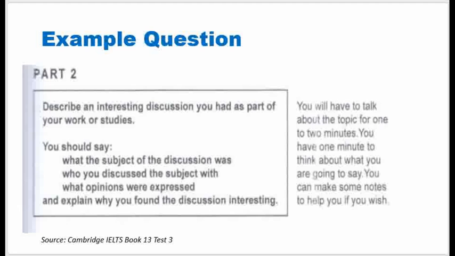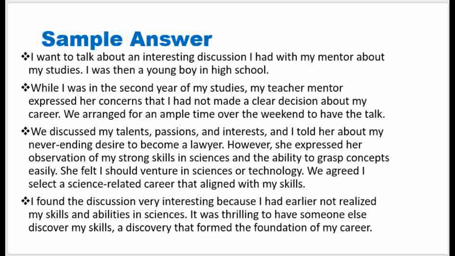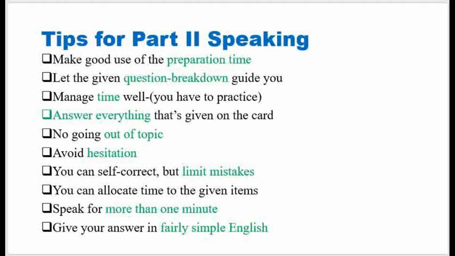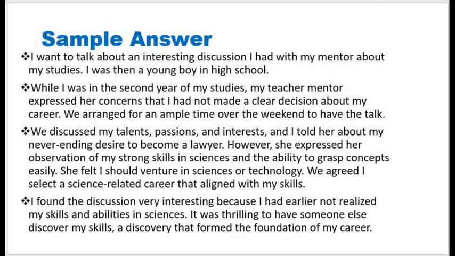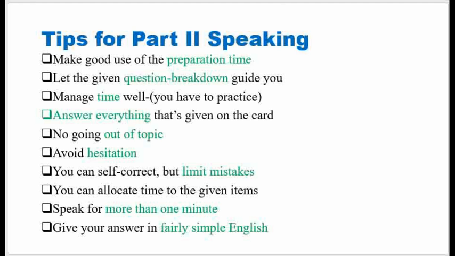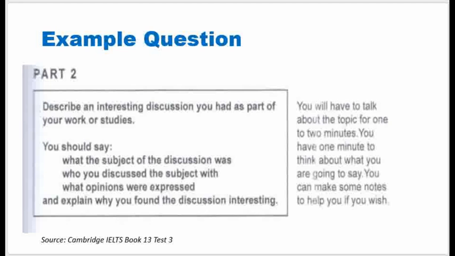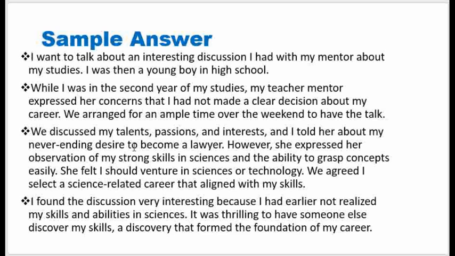What the subject of the discussion was. It was about career. That is coming out very clearly in the answer. And the other question on who you discussed the subject with, that was also clear. The candidate here talked about the mentor. And then the other question is what opinions were expressed. The opinions are listed here. What the student thought he or she should study. And then what the teacher thought. So you can see there are opinions of this candidate and also opinions of their teacher mentor.